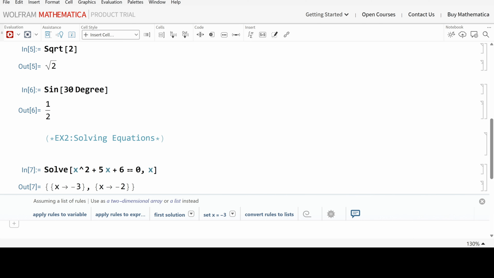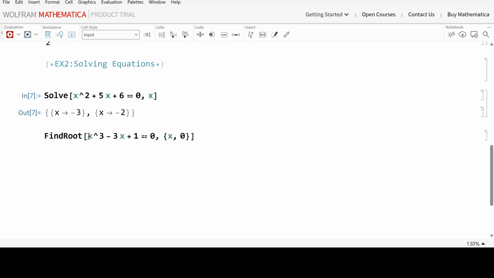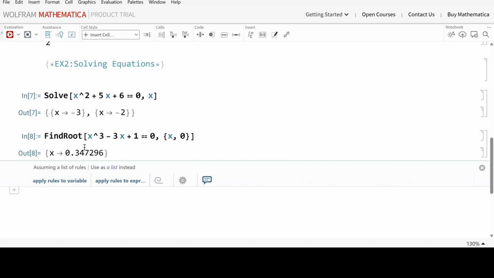If we instead want a numerical solution, we can use FindRoot. For example, FindRoot of x cubed minus 3x plus 1 equals 0, starting from x equals 0, returns an approximate value of about 0.347. The starting point matters. If we start too close to a flat region or a point where the derivative is 0, Mathematica will display a warning about a singular Jacobian. Simply change the starting value, for example from 1 to 0, and the algorithm will converge normally.